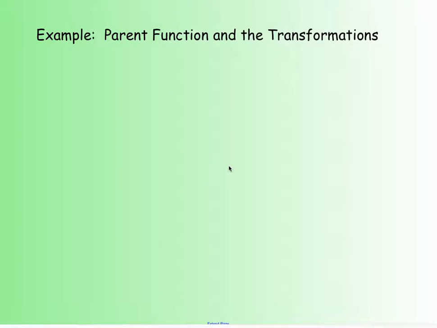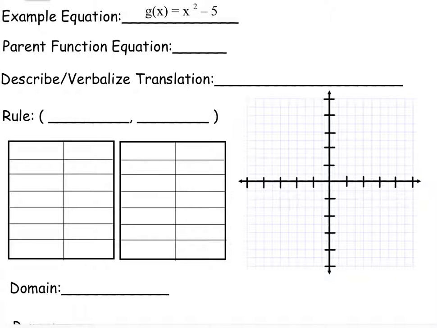This video focuses on parent functions and transformations. Here's our example. We have g of x equals x squared minus 5. And we want to graph this function.